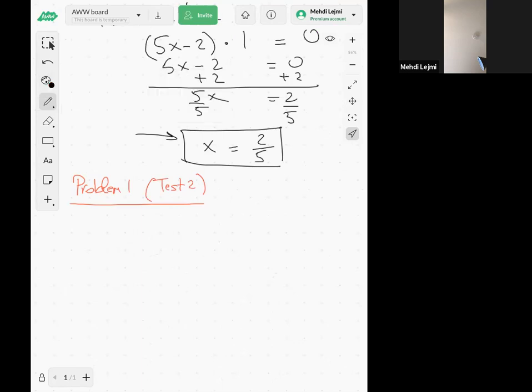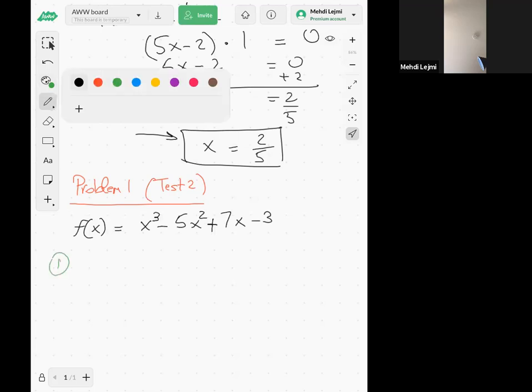Okay, so f of x is x cubed minus 5x squared plus 7x minus 3. First, the possible rational roots.